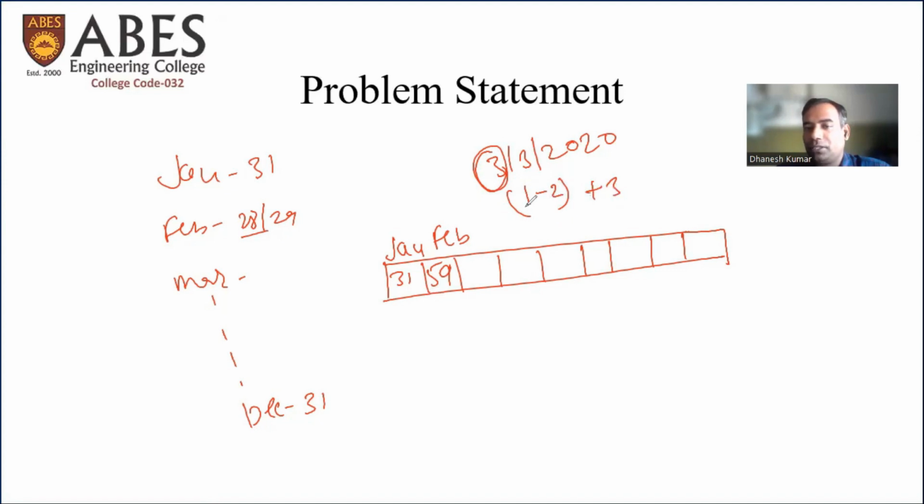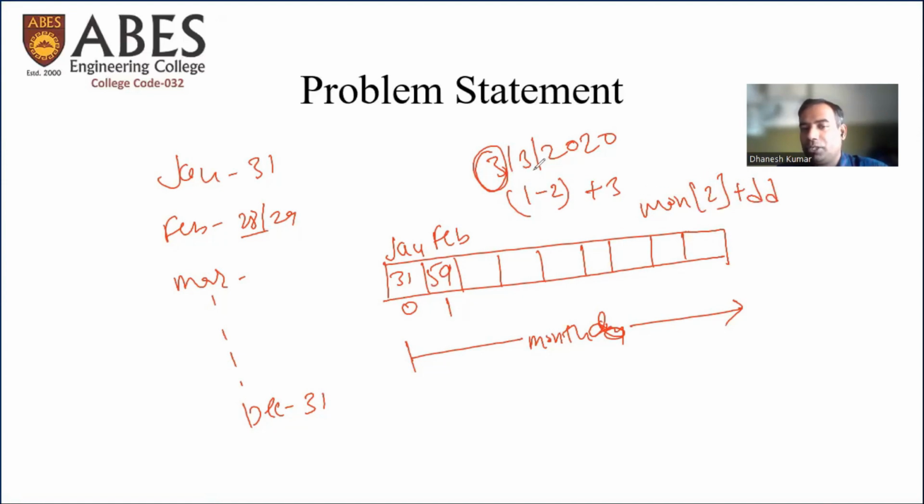Okay, so this is the 1 and 2, that means 0 for January, 1 for February. If this array is called the month, then we have month of 2 plus dd. Okay, so the month of 2 is what? This one will contain, like, the -1. Okay, so the -1 will be here. So in this sequence, we can calculate the total number of days.